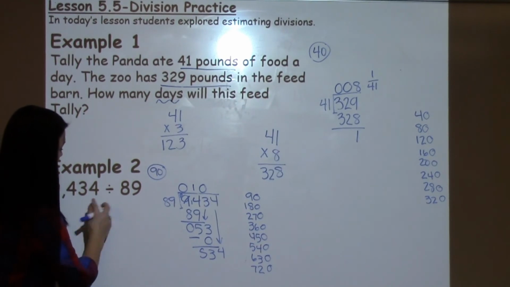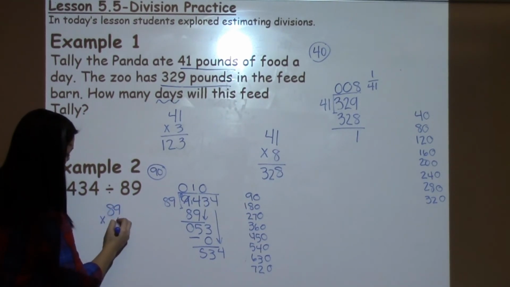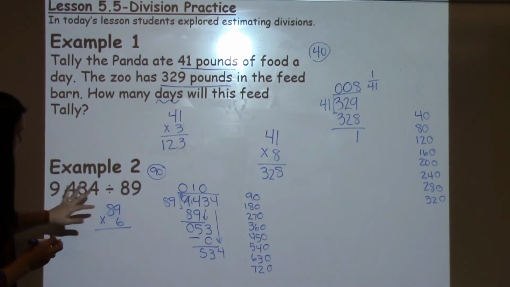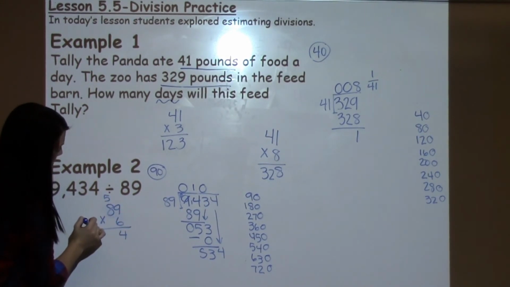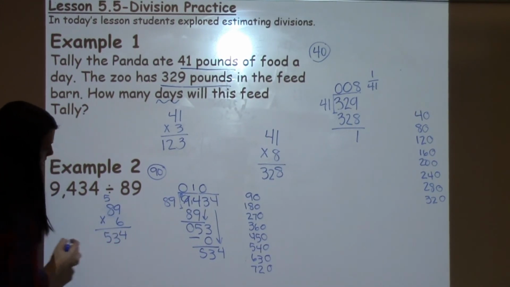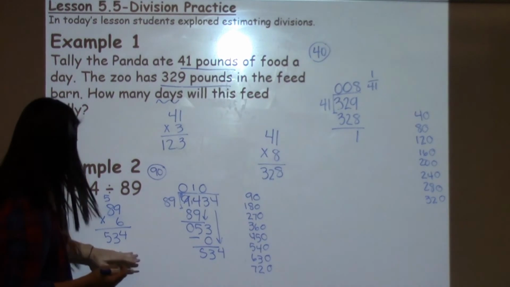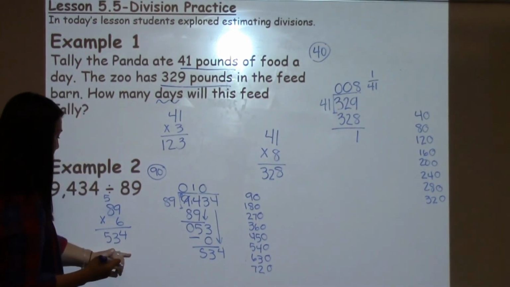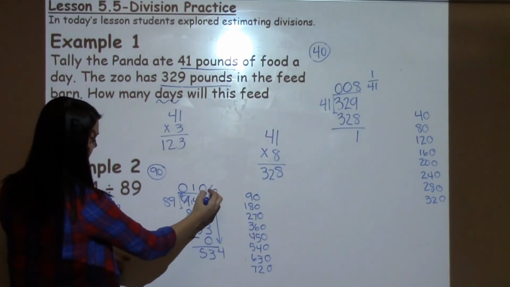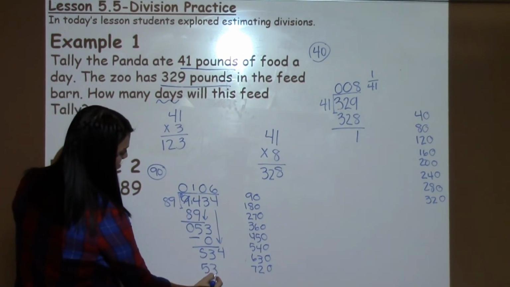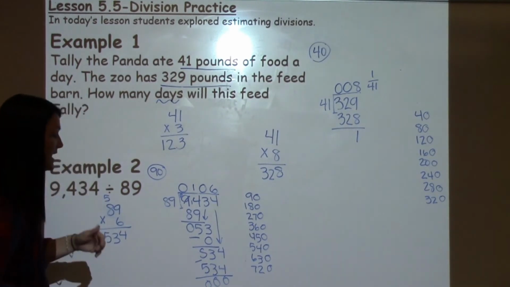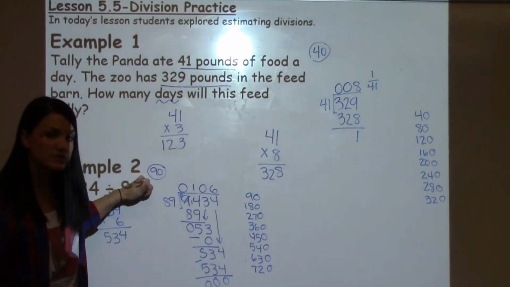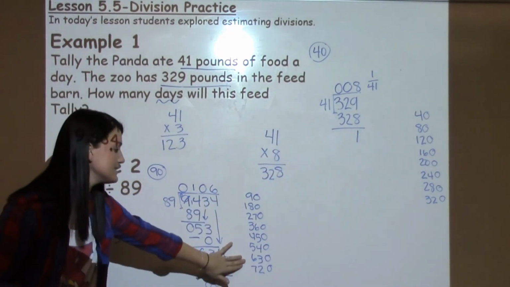Oh, excuse me, that should be 89. Right, so I can go ahead and try that. 9 times 6 is 54. 6 times 8 is 48. Plus 5 would give me 53. And that's awesome. It gives me exactly what I want, 534. So I get to put a 6 on top, and I get to put 534 on the bottom to subtract and get to 0.